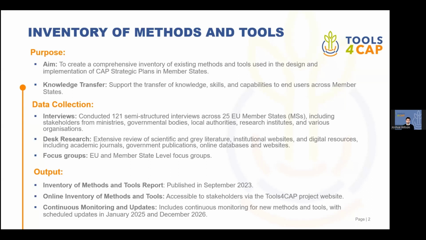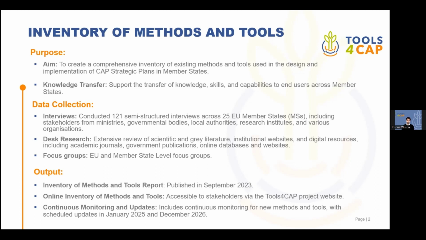The data for the inventory was gathered using a blend of interviews, desk research, and focus groups with relevant stakeholders at the local, regional, and national levels. Overall, 121 interviews were conducted. These interviews were with stakeholders and end users directly involved in the design and implementation of the strategic plans, including ministries, governmental bodies, local authorities, research institutes, and other organizations. This approach allowed us to gather first-hand insights and experiences directly from those involved in designing and implementing the various methods and tools. Interviews, of course, were considered the best approach here to develop the initial inventory, since information on many of the tools is not yet publicly available.